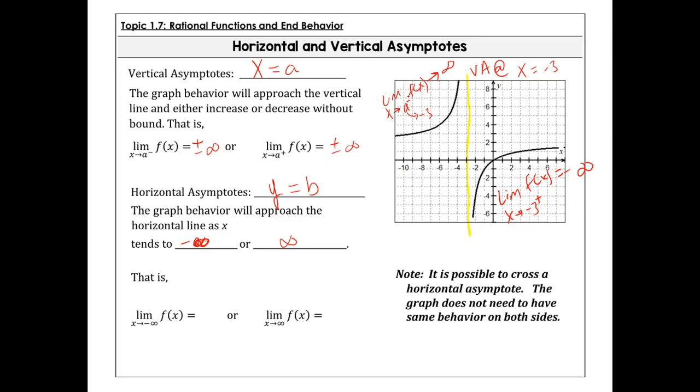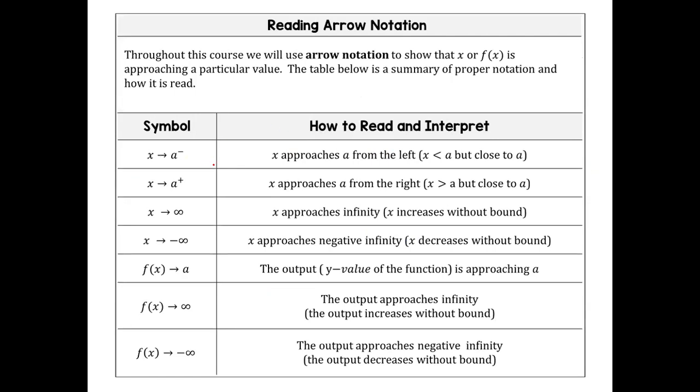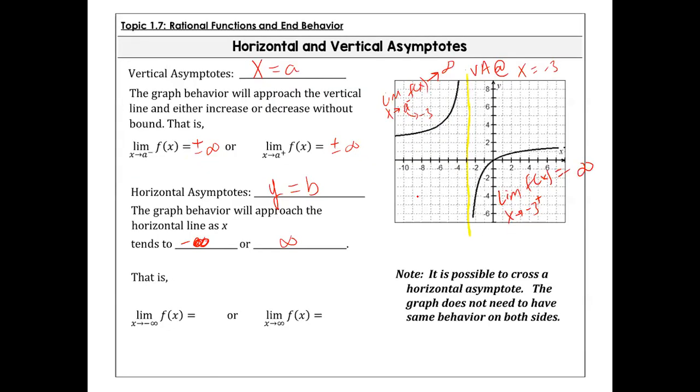No, the thing by the A, like the one. X goes to A negative. Why is it a negative? Because you're coming from the left. So on our, go back to our chart. If I have A to the negative, I'm approaching it from the left. Okay. If I have A plus, I'm approaching it from the right.